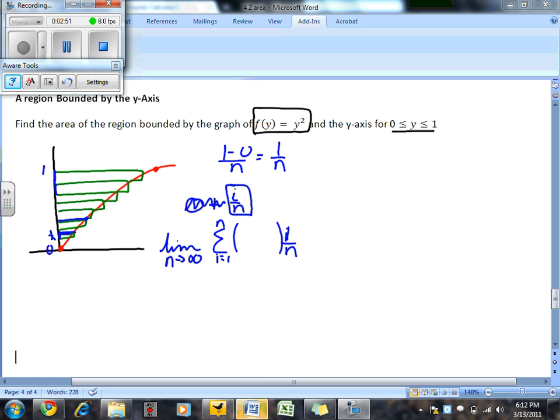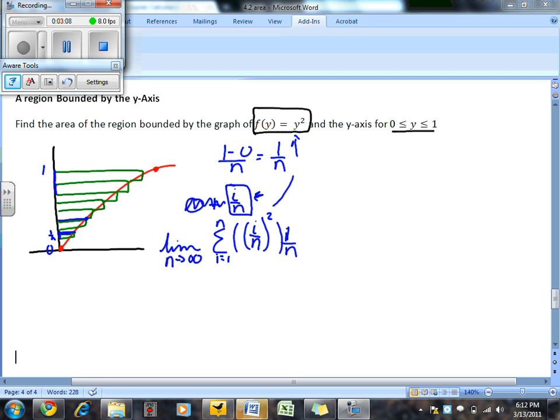How do we do that? Well, we plug it into the function. All right, so we're going to plug in i over n. This is where this comes in handy. i over n squared. We just plug that into the function there. Okay, so we just need to evaluate this now.